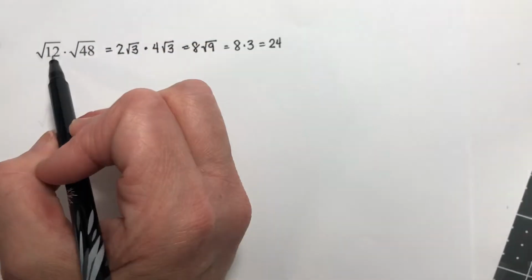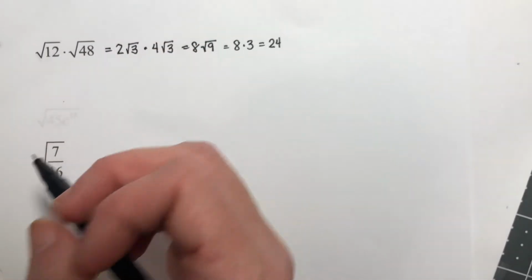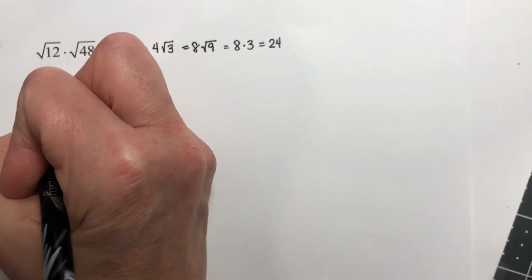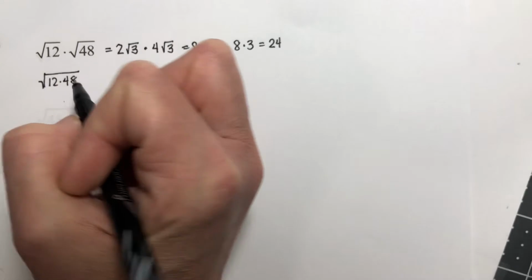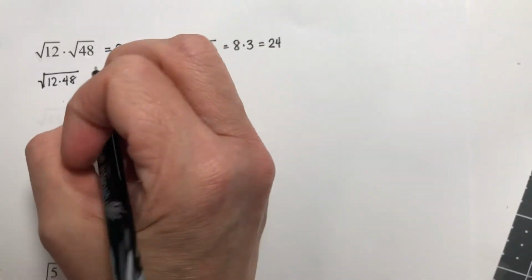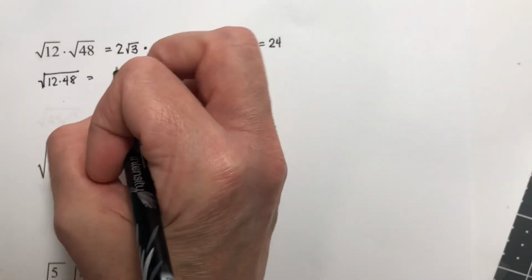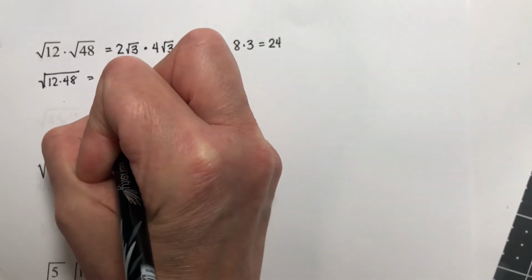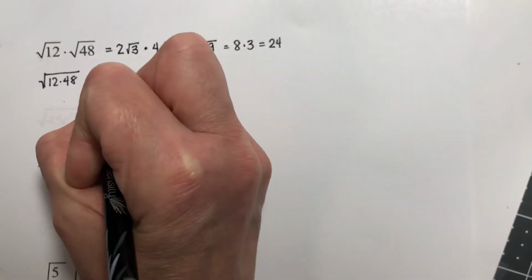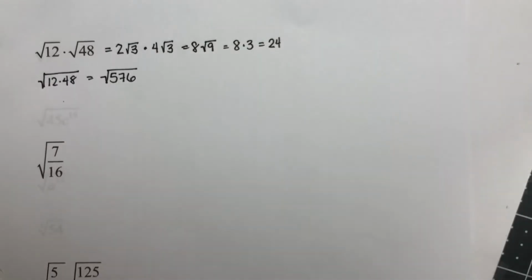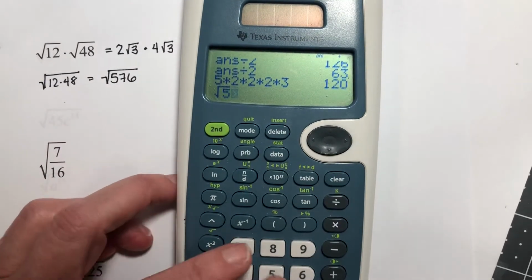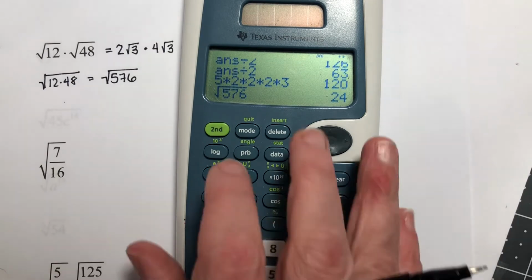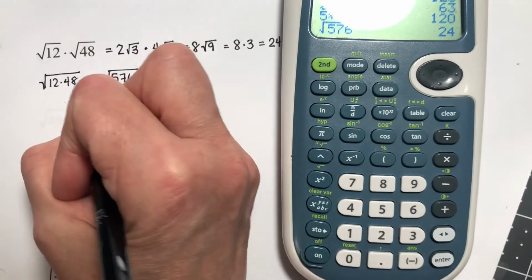The other option is to multiply these two things together first. So I will do 12 times 48 under the square root. And if I do 12 times 48, what I have is the square root of 576. And then if you go to your calculator and enter the square root of 576, you find that the answer is 24 directly.